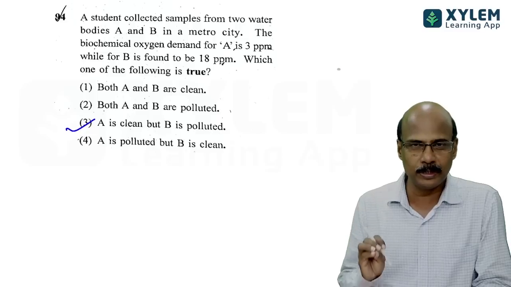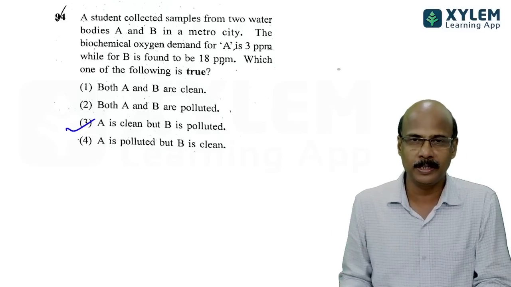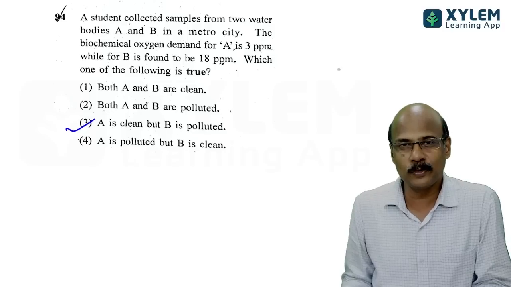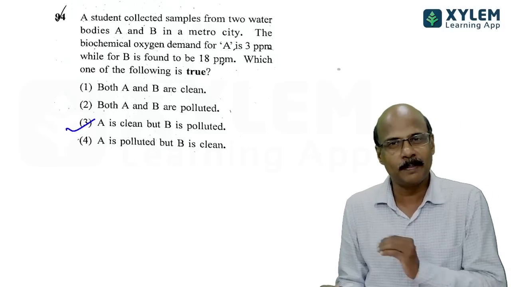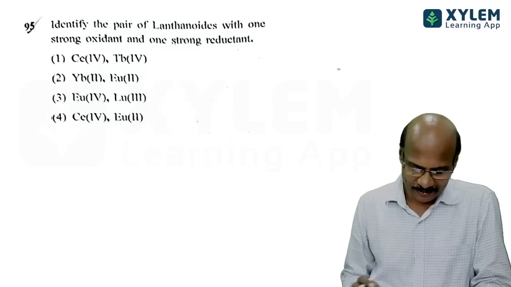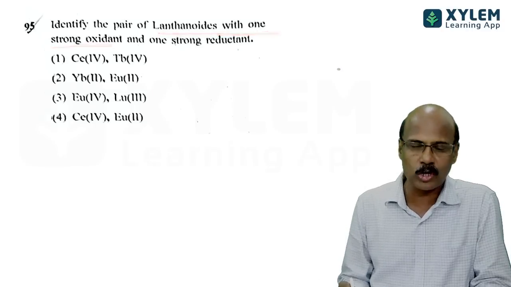Greater the value of BOD or COD, greater will be the pollution. Whereas greater the value of DO, greater the quality, or lesser will be the pollution. Clear? Question number 95. Question number 95 says, among lanthanoids, which one is a strong oxidant?